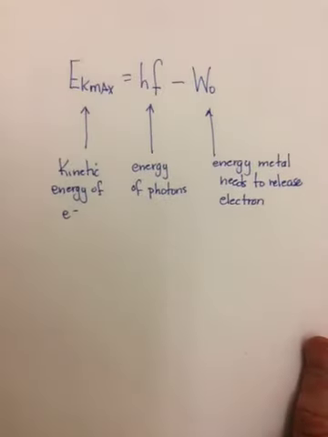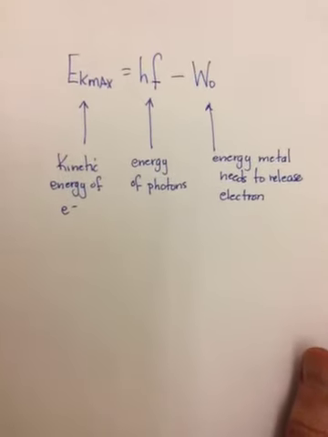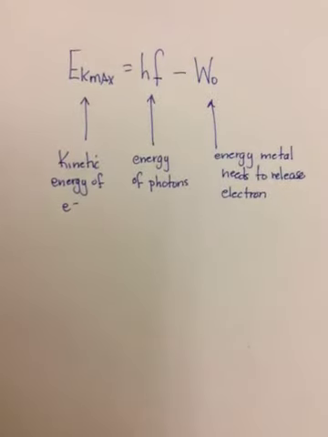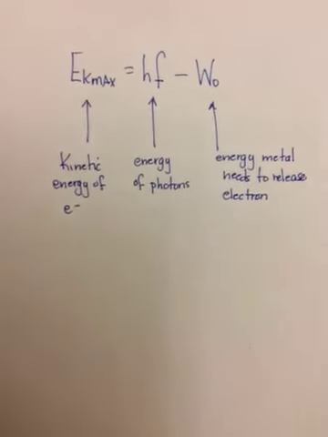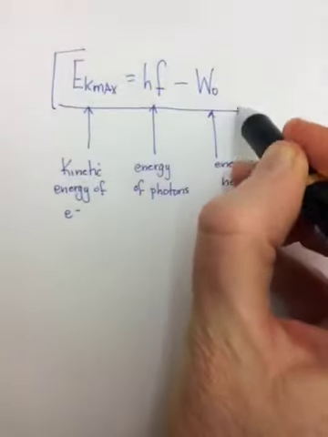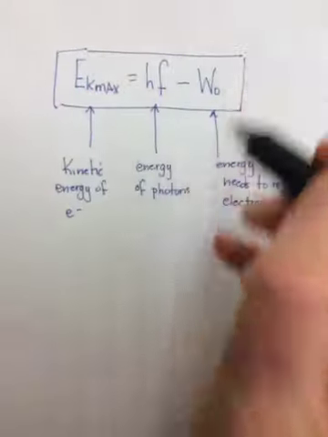Okay, just a couple more little things to finish up. I know I'll be re-saying this again when I see you because I know it's hard to get your head wrapped around. But this is our equation, okay? So EK max equals HF minus WO.